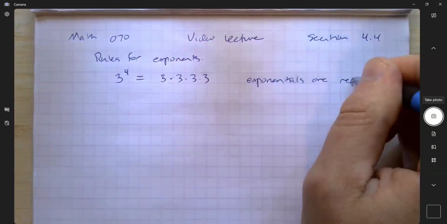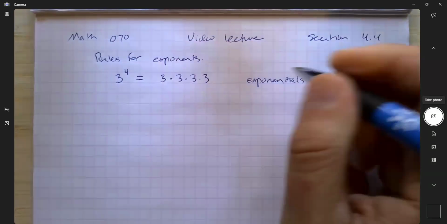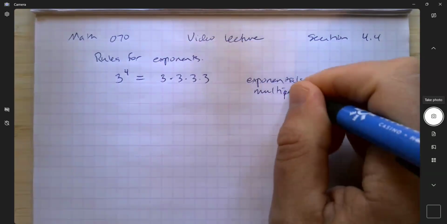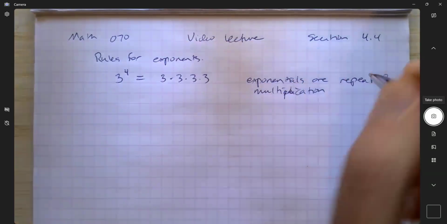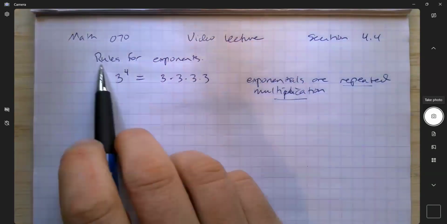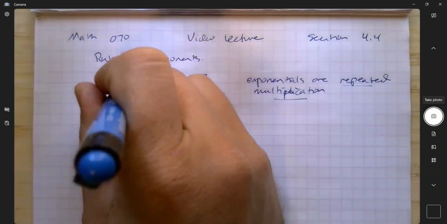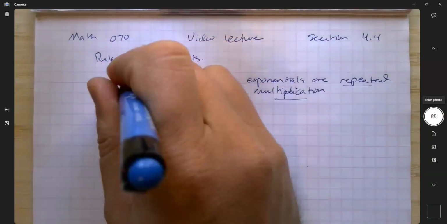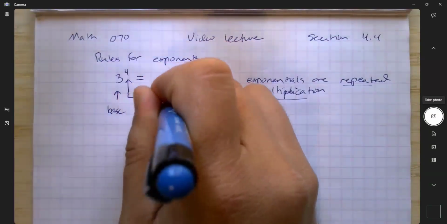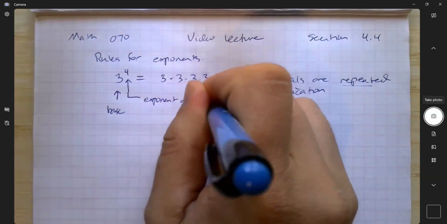Exponentials are repeated multiplication, and we're going to come back to this fact again and again as we develop our rules for exponents. The 3 is called the base. The 4 is called the exponent or the power.